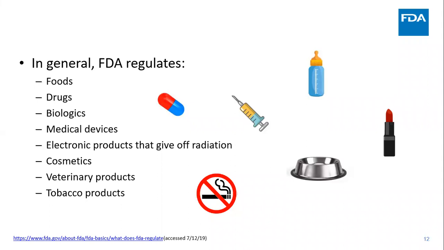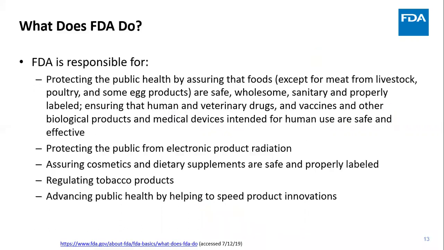The scope of FDA's regulatory authority is very broad. FDA's responsibilities are closely related to those of several other government agencies. In general, FDA regulates foods, including infant formulas and dietary supplements, drugs, including prescription drugs, both brand name and generic, and non-prescription or over-the-counter drugs, biologics, including vaccines and blood products, medical devices, from simple items like tongue depressors to complex technologies such as heart pacemakers, electronic products that give off radiation, such as laser products, cosmetics, including color additives found in makeup and nail polish, veterinary products, including pet foods and veterinary drugs and devices, and tobacco products, including cigarettes and smokeless tobacco.